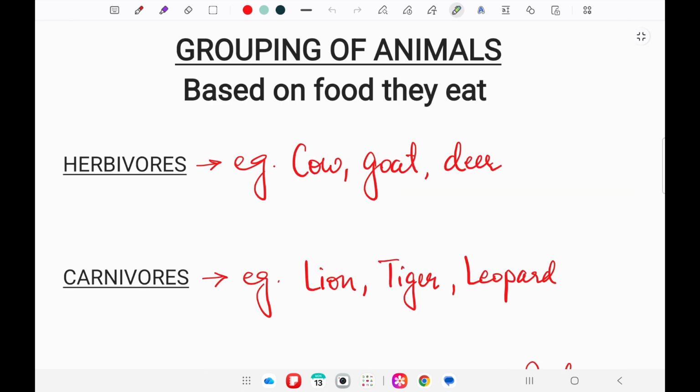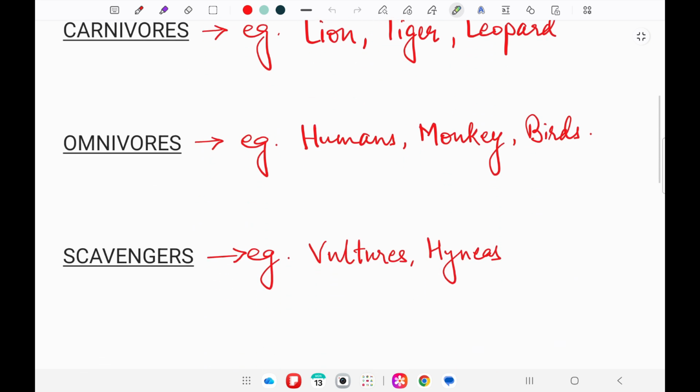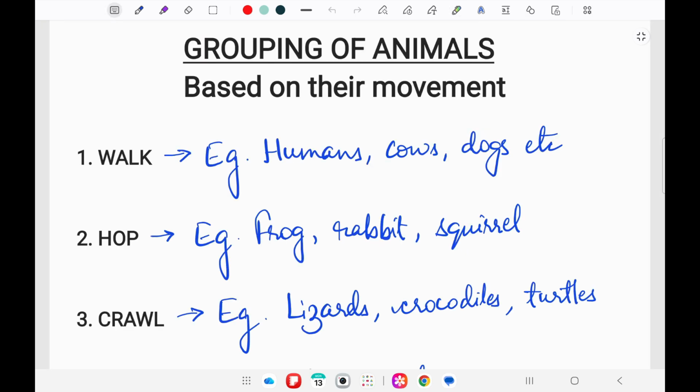Next, we group the animals based on their food habit. The first type of animals were the herbivores. Examples are cow, goat, deer. They depend on plants for their food. The next type of animals are carnivores, which eat the flesh of other animals. Examples are lion, tiger, leopard, etc. Then we spoke about omnivores. Next we spoke about scavengers, which depend on the flesh of dead animals for their food. Examples are vultures and hyenas.